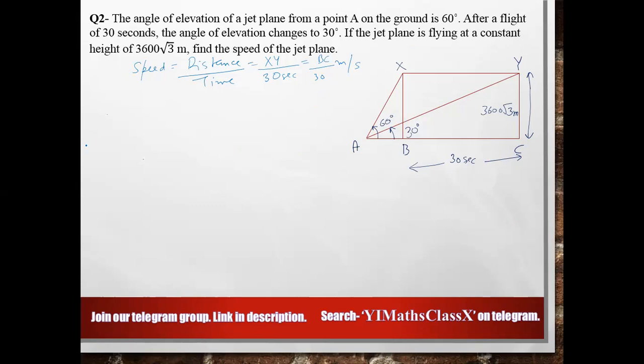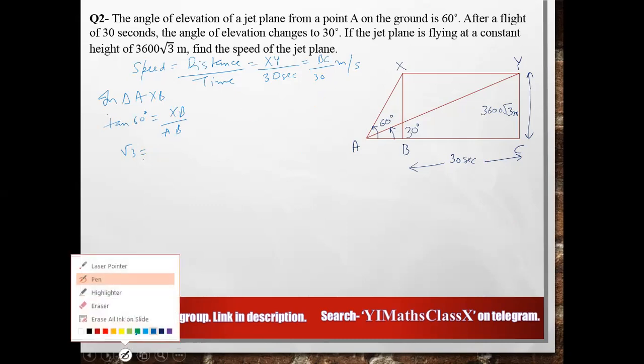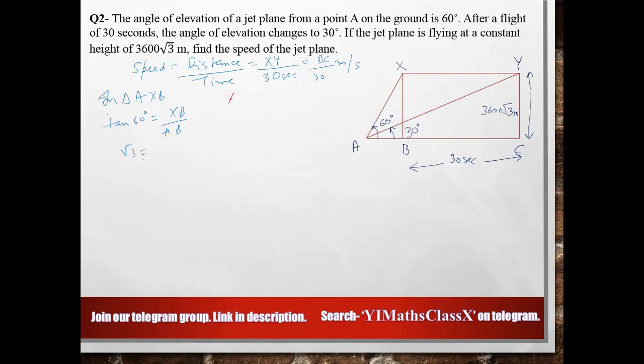So how to solve it? Let's start. First, let me calculate. I'll take the triangle AXB, and here tan 60 degrees will be XB upon AB. Tan 60 degrees, I know, is root 3. XB is given. What is XB? Let me change the color so that we remember that it is given. We are given XB is equal to YC, and it is equal to 3600 root 3 meters. Right. So I'll continue the question.